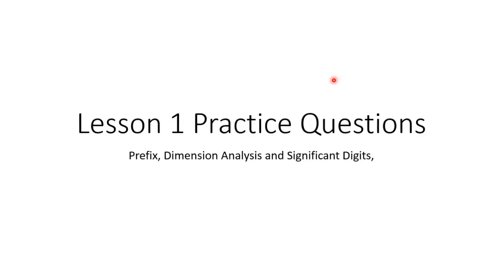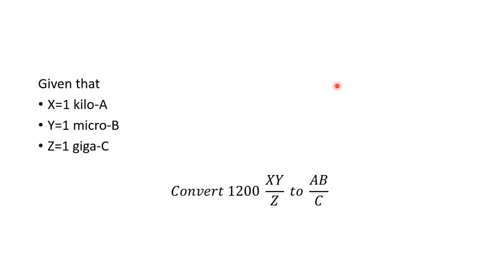In this video, let's get some practice on prefix dimension analysis and significant digits before we move on to the more exciting part of physics. So the first question: given that x is 1 kilo A, y is 1 micro B, and z is 1 giga C, convert 1200 xy over z to AB over C. So how do we approach this problem?